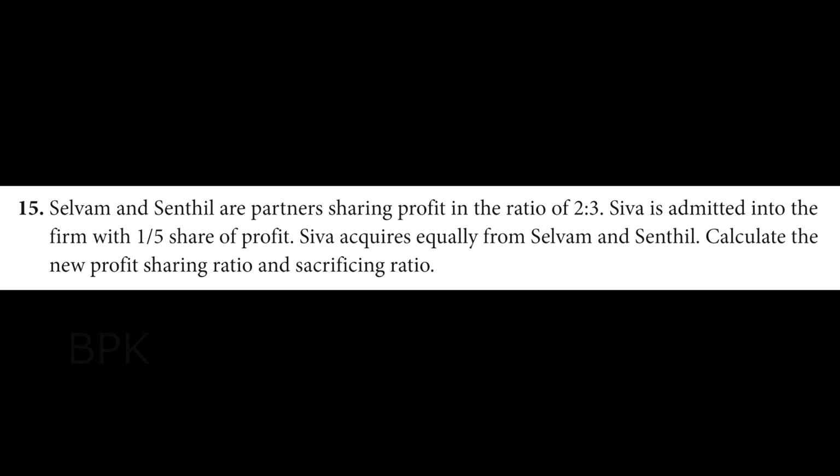Selvam and Senthil are partners sharing profits in the ratio of 2 is to 3. Siva is admitted into the firm with 1/5 share of profit. Siva acquires equally from Selvam and Senthil. Calculate the new profit sharing ratio and sacrificing ratio.